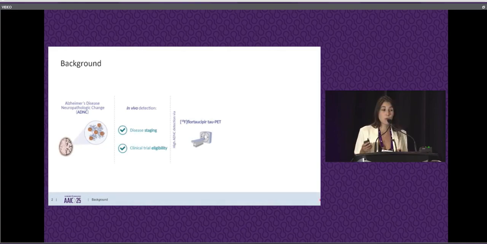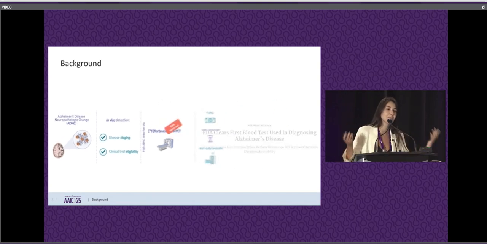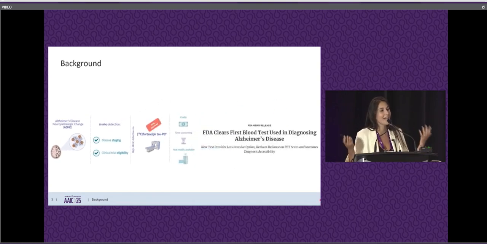And yeah. So why is ADNC in vivo detection important? Because it helps in early detection, in disease staging basically, and in clinical trial eligibility. Also Emma showed really nice fluorotaucipir PET imaging with the visual reads of the FDA. It's the only approved way that we can see the high ADNC, and that's important. But it's costly, it's not widely available, and at the same time, it's a bit time consuming, and that's why we're really happy, because now we have the first approved plasma test.